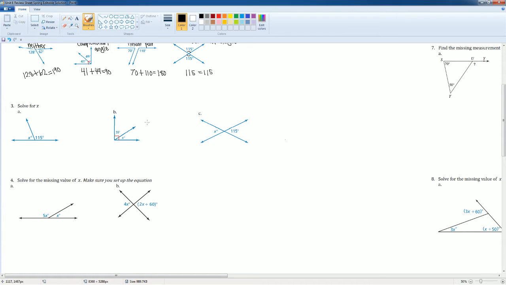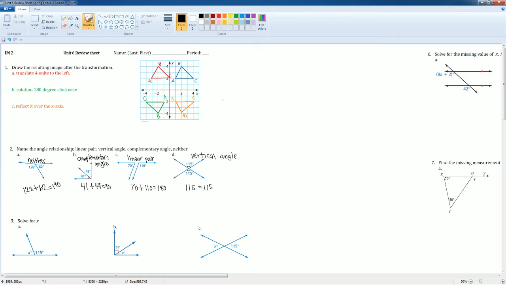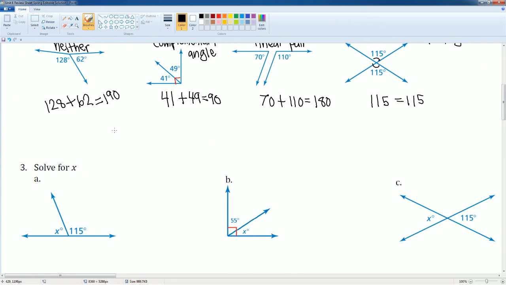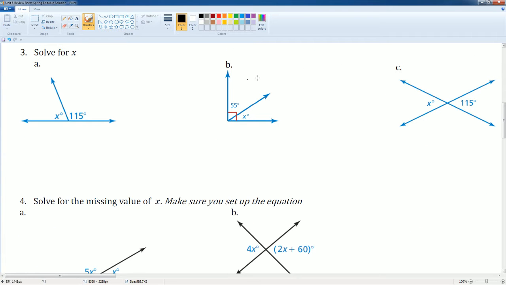Welcome to the Unit 6 review sheet solution tutorial. In this video, we will be covering numbers 3 and number 4. If we take a look, number 3 asks us to solve for x.